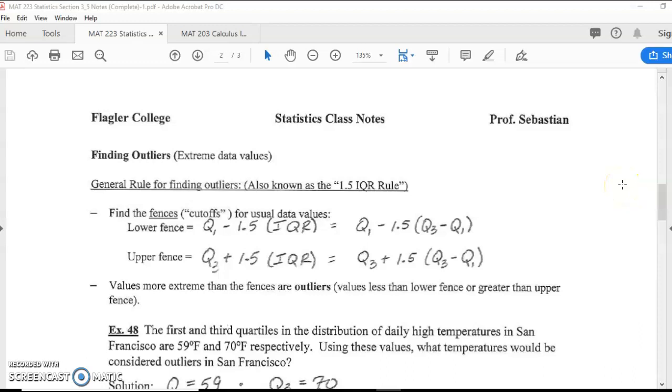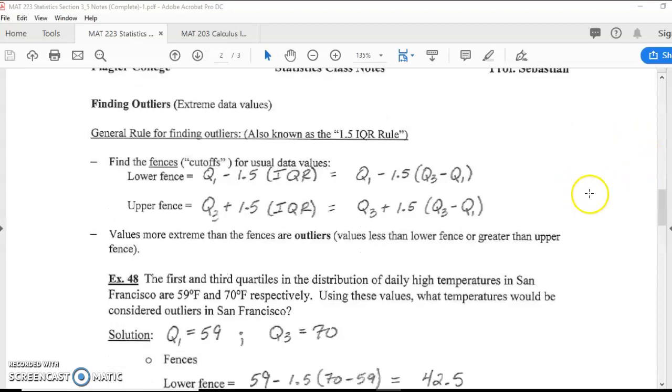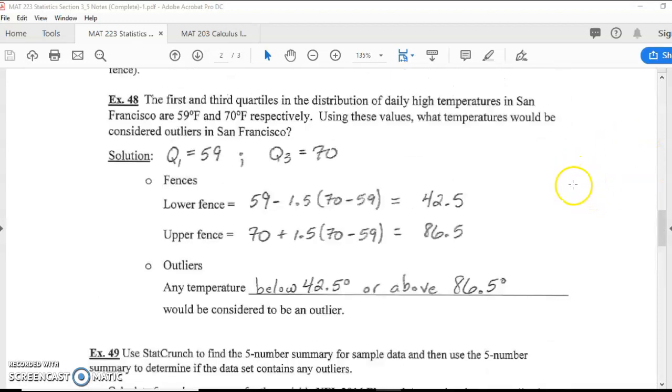Okay, hi again everyone. Here we are in section 3.5 of our statistics class notes. We're on page, oh shoot, I forgot what page. We are on page 43.